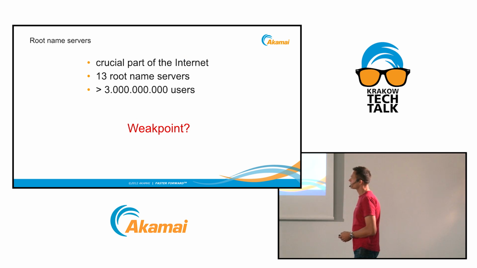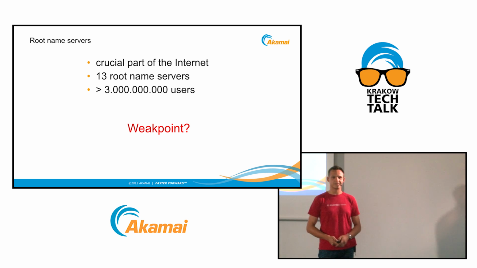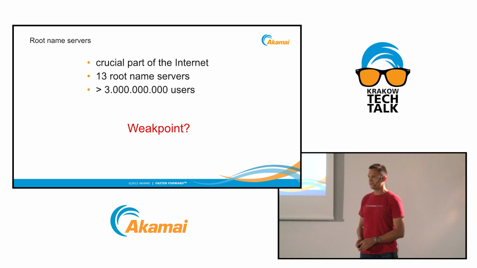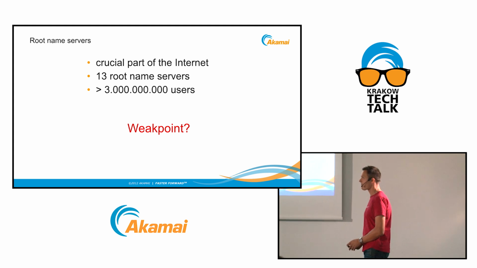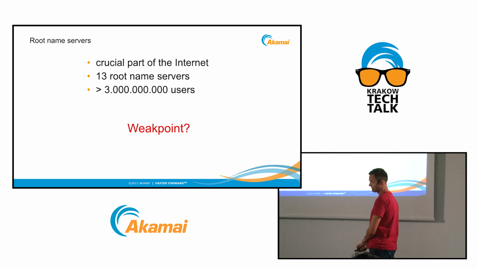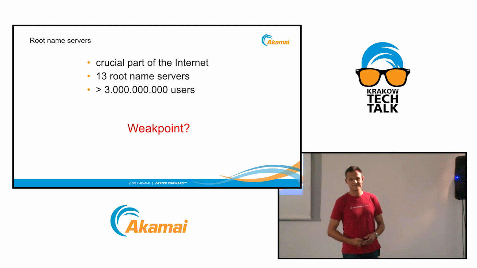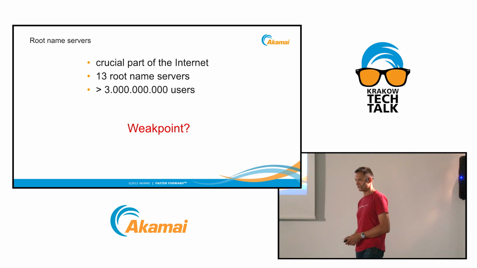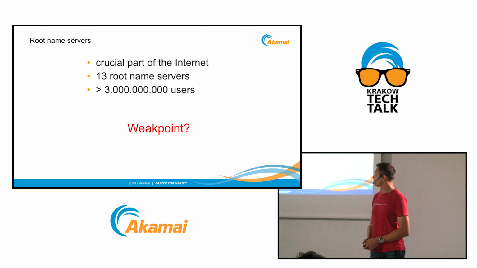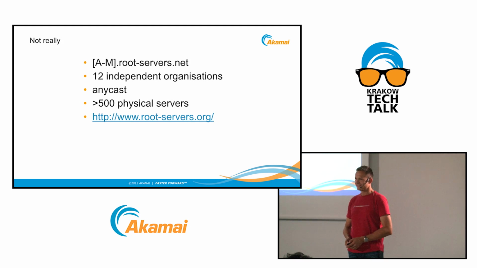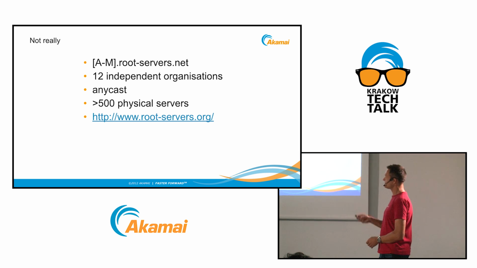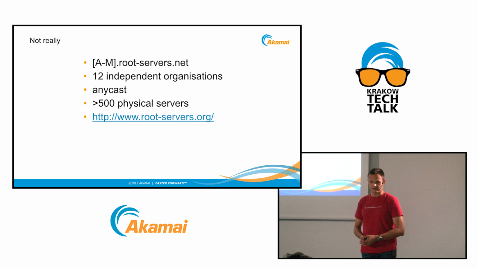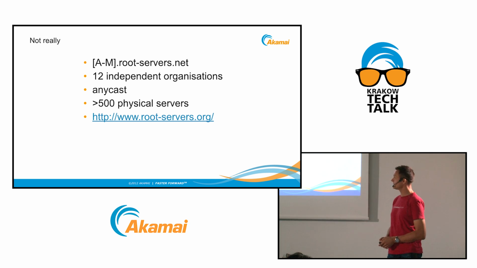Now, root nameservers. You can imagine they are a crucial part of the internet. We have 13 root nameservers serving the traffic for more than 3 billion users. Is it enough? Just 13 machines for 3 billion users. Well, not really. Jumping into details, 13 nameservers means they are starting from capital A to capital M. So you have 13 domain names that are maintained by 12 different independent organizations.